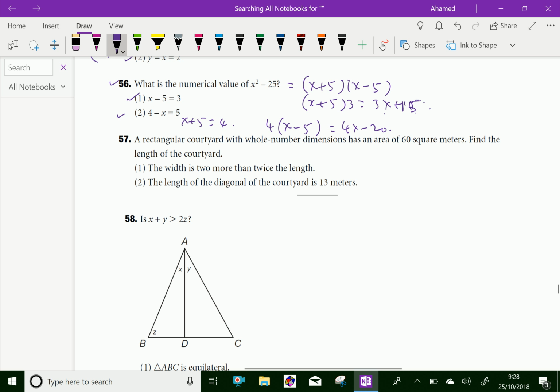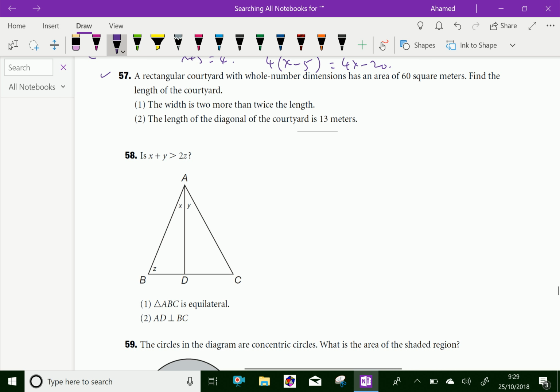Then option C means both together we need, at the same time you have to consider statement 1 and statement 2, then only you can solve. Means x minus 5 equal to 3 and x plus 5 equal to 4, then x squared minus 25 equals 4 into 3, which is 12. So the value of x squared minus 25 equals 12 by using both statements together. So option C.